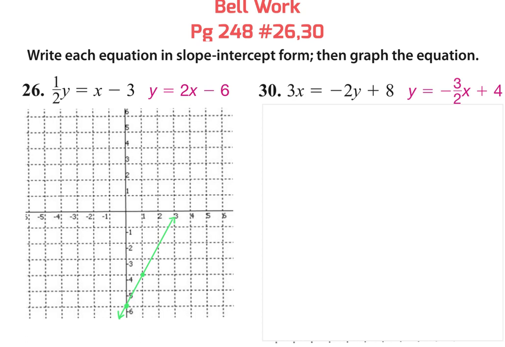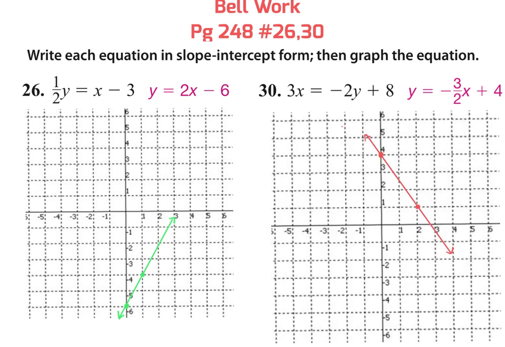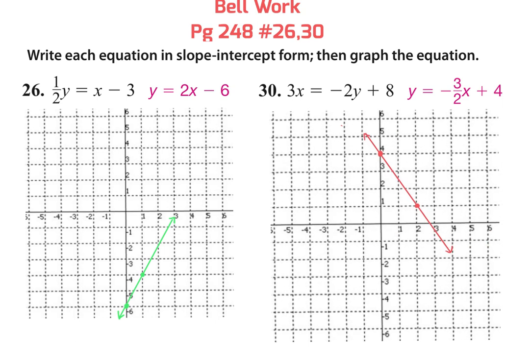And so to graph this one, you would have started at +4 on the y-axis here. And then your slope is -3 over 2. So down 3 and over 2. On my particular graph, going up and left would have taken me off the graph. So I went down and right.